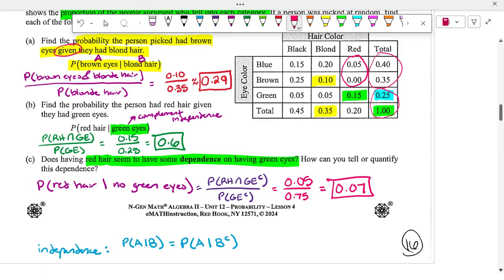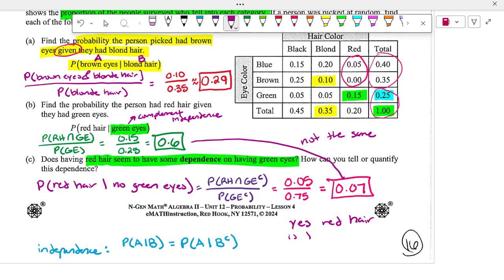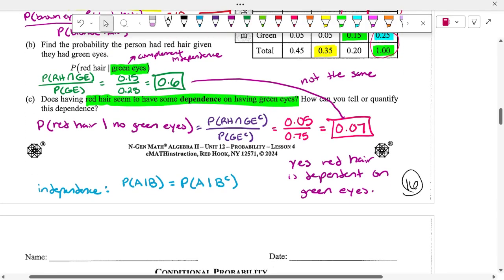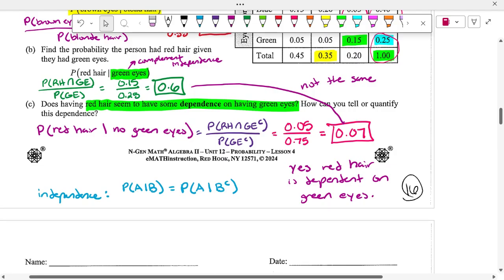So here's the question. Are they independent of each other, or is there definitely a dependency? There's definitely a dependency, because these two are not the same. Not even close, actually. So yes, red hair is dependent on green eyes. Whoa. So dependent just means they're not the same.